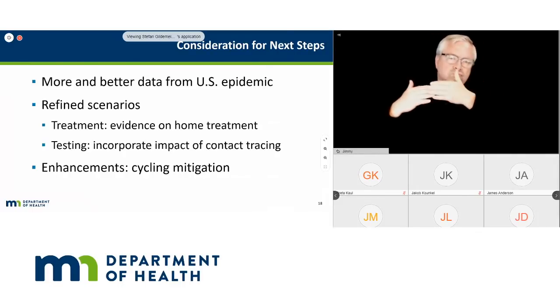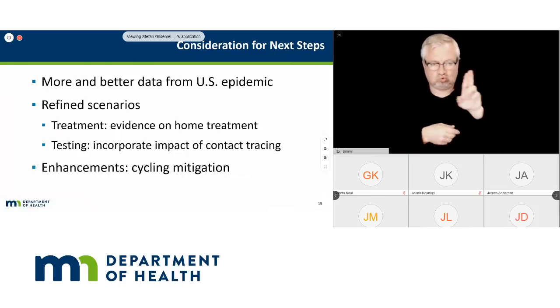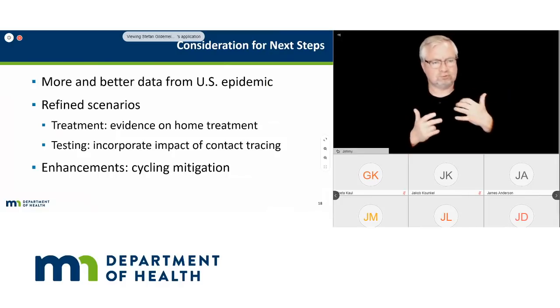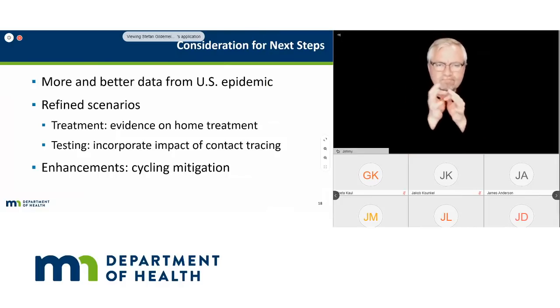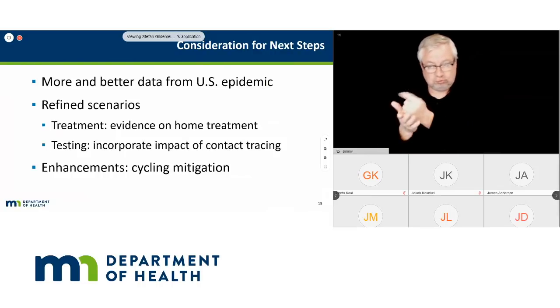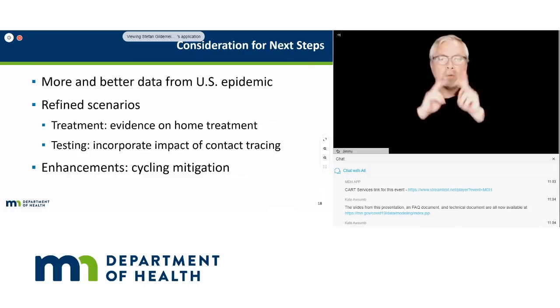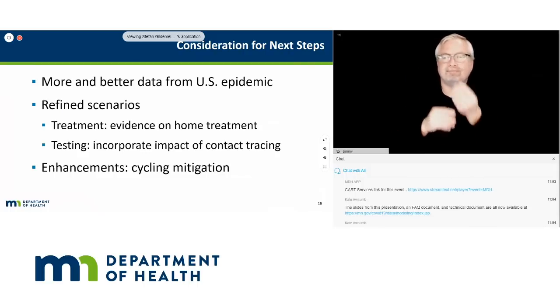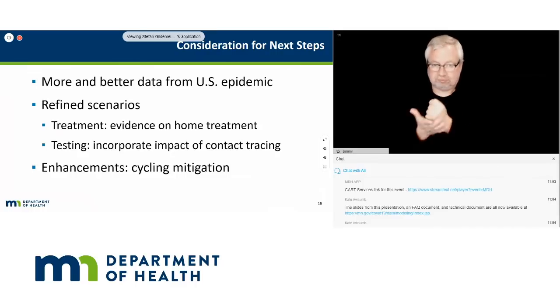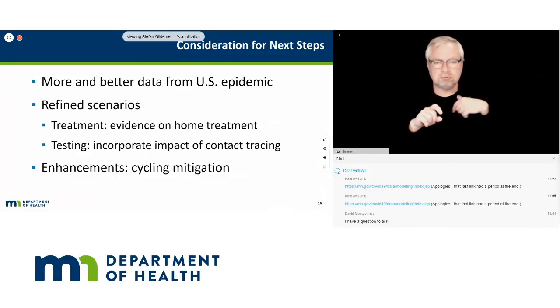and better data from the U.S. epidemic and from Minnesota. We're looking to both refine and enhance our work. The refinement most likely will take into consideration treatment to the extent that it has been authorized for in-home treatment. So rather than just looking for individuals who receive treatment in the hospital or ICU compartment in the model, we could move it up into the infectious state and similar to testing, as I said, to look at the impact of contact tracing.